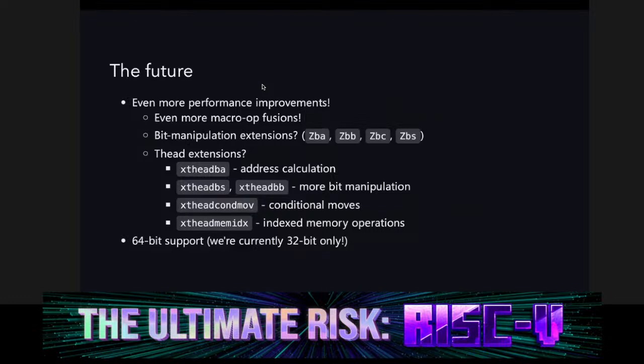There are quite a few interesting extensions, like the bit manipulation extensions, which were ratified some time ago. There are those T-head extensions. They are vendor specific, but some of them are very interesting, and we think they might improve performance quite a bit. And we also want to add 64-bit support, because we're currently only 32-bit.